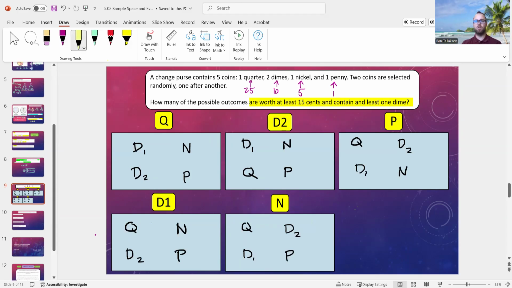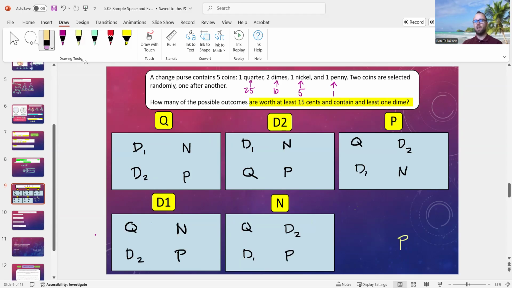So you would need to go, okay, I have a quarter. If I have a quarter, what's left? Okay, I have a dime, but there's also another dime. So D1 is dime 1, D2 is dime 2. Then I have a nickel and a penny. So notice what's in the boxes changes from situation to situation.